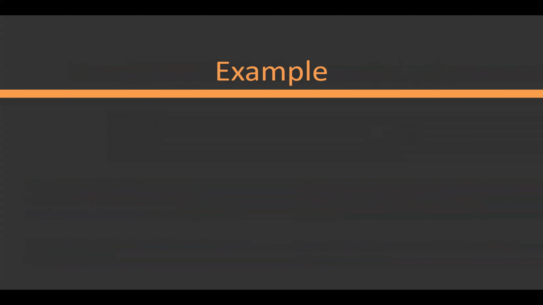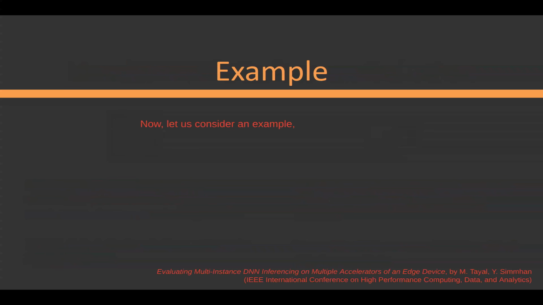Now let's move on to an example. Here we're going to consider the results from one of the papers that I submitted and which also got accepted at the IEEE International Conference on High Performance Computing, Data and Analytics. The paper is evaluating multi-instance DNN inferencing on multiple accelerators of an edge device. This is one of my own papers, written under the guidance of my research supervisor, Professor Yogesh Suman. Let's consider this example.